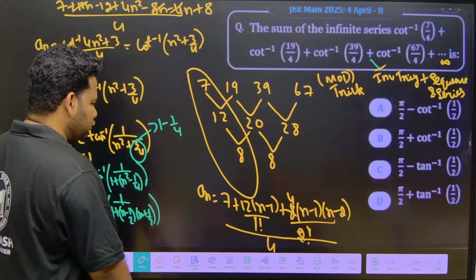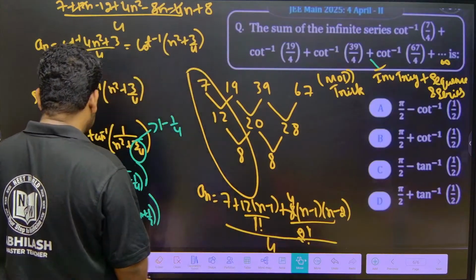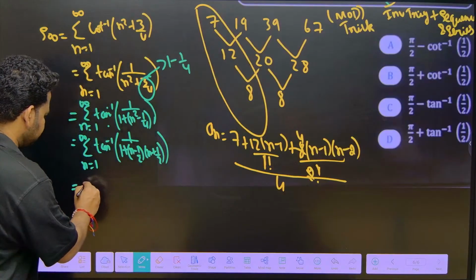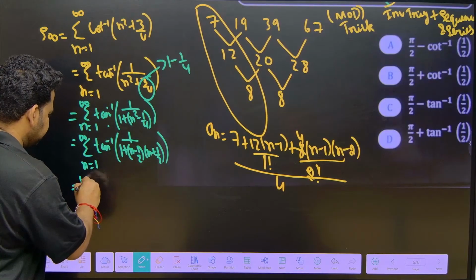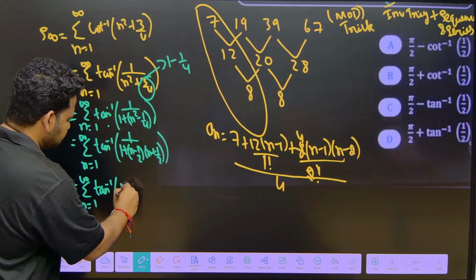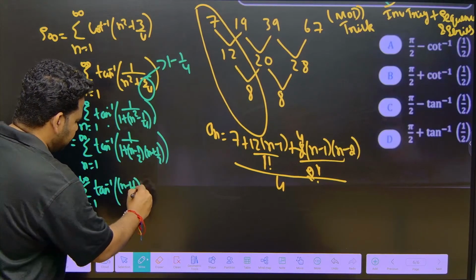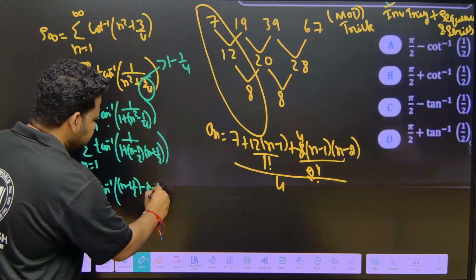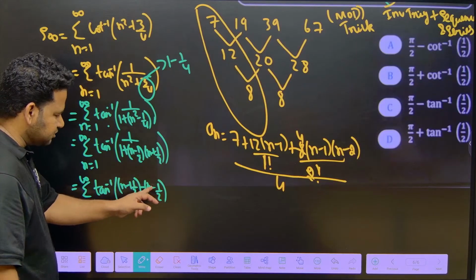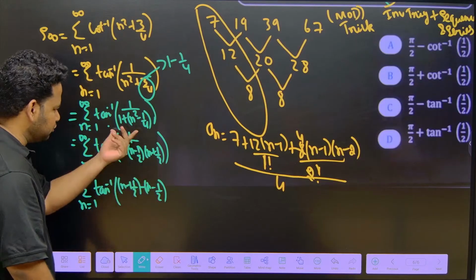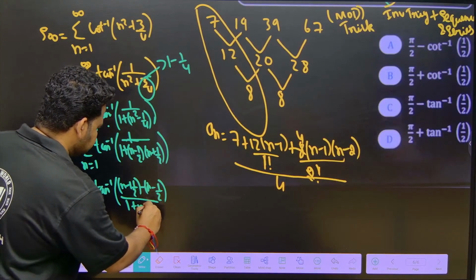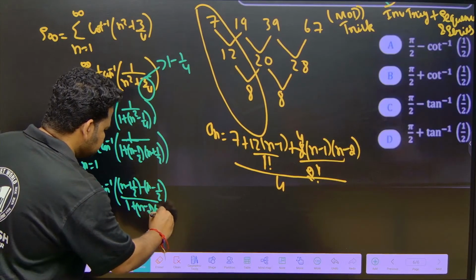Now in the numerator, I should write it in terms of the denominator. The numerator I can write as summation of n running from 1 to infinity tan inverse of bigger minus smaller, so n plus 1 by 2 minus n minus 1 by 2. N and n will get cancelled, minus into minus is plus, half plus half will become 1. So the numerator is 1 itself, divided by 1 plus n minus 1 by 2 into n plus 1 by 2.